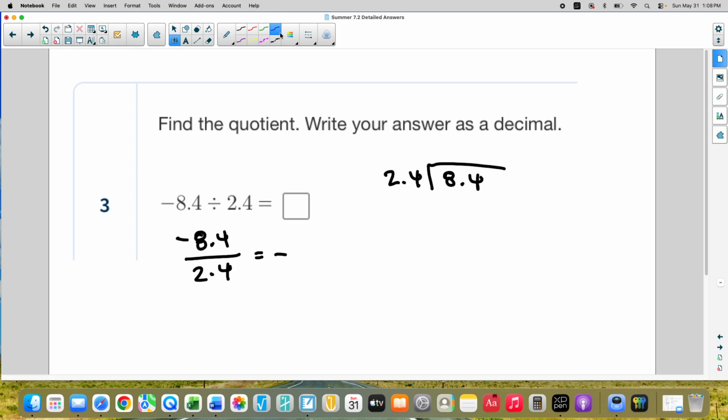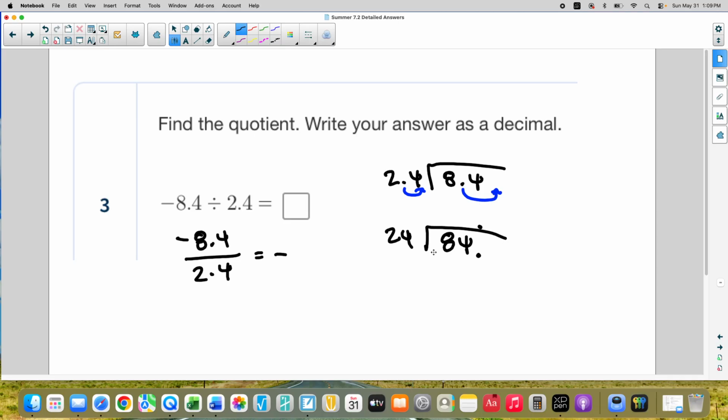Well, first of all, whenever we divide decimals, our divisor has to be a whole number. So I got to move this decimal point one place to the right. If I do it on the outside, I need to make sure that I also do it on the inside. So this actually becomes 24 divided by 84. My decimal point now is after the 4.